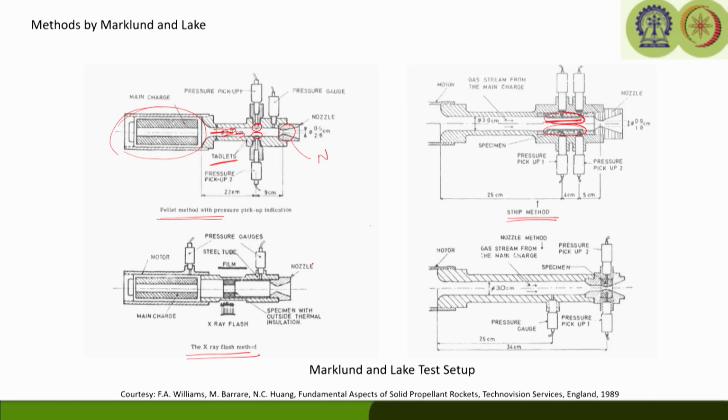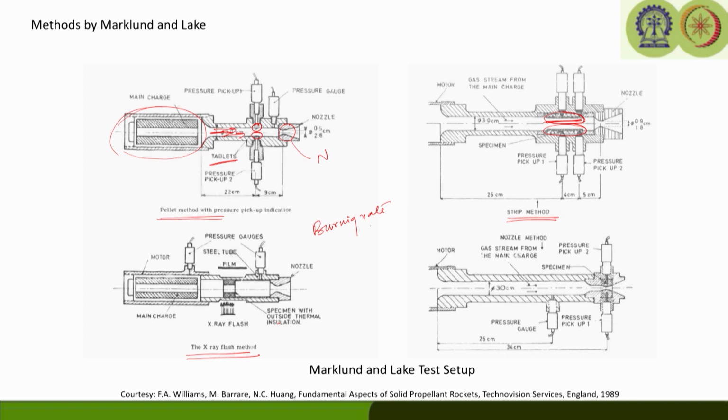Now, from this photograph and the initial dimensions of the grain, one can compute the web thickness, the burnt-out web thickness, and from there one can estimate the burning rate. As I said, by varying the thickness, one can obtain various values of burning rate as a function of the gas flow in the channel, and of course the pressure, because pressure is varied by changing the throat area.